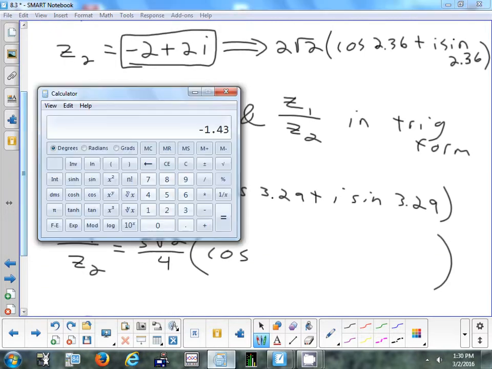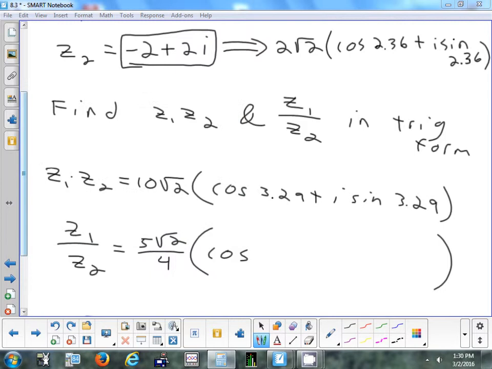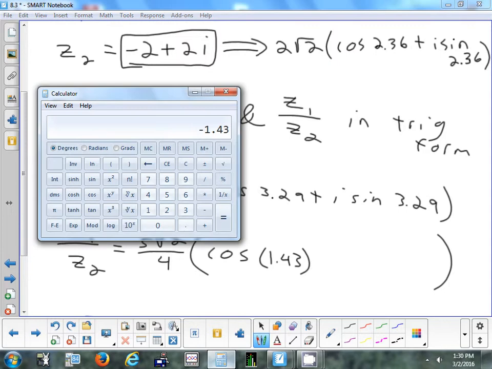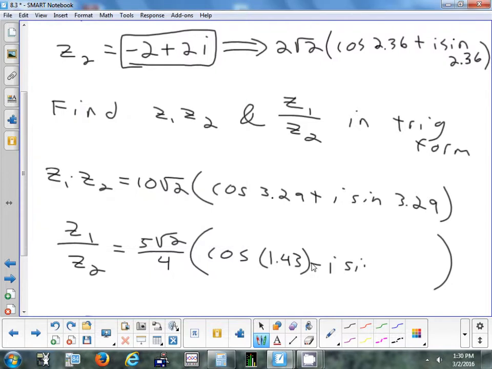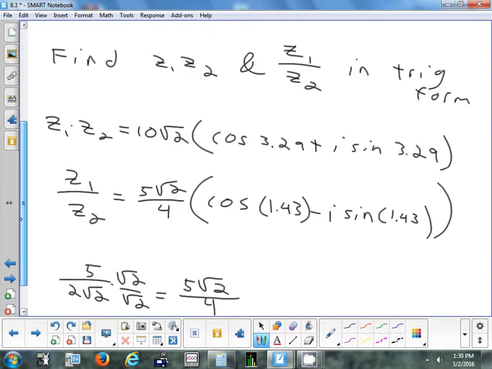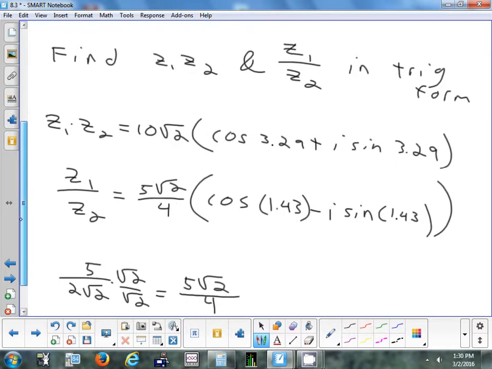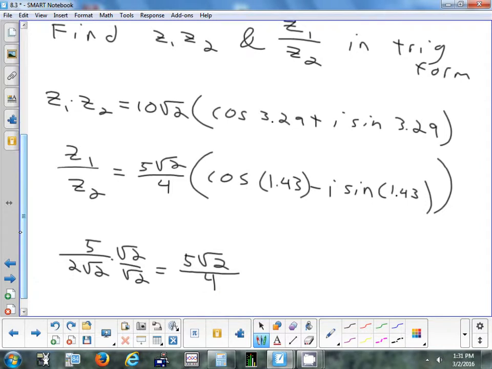So what am I going to write here? Cosine. Yep, we can just ignore the negative. And can I ignore the negative when I write the sine? No, minus I sine, but I can move it in front. That's it. Any question on that?